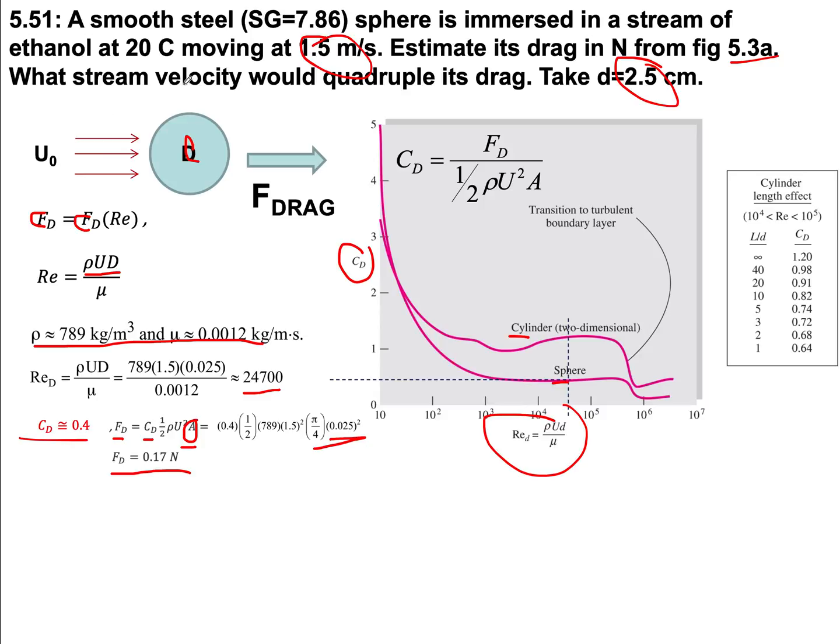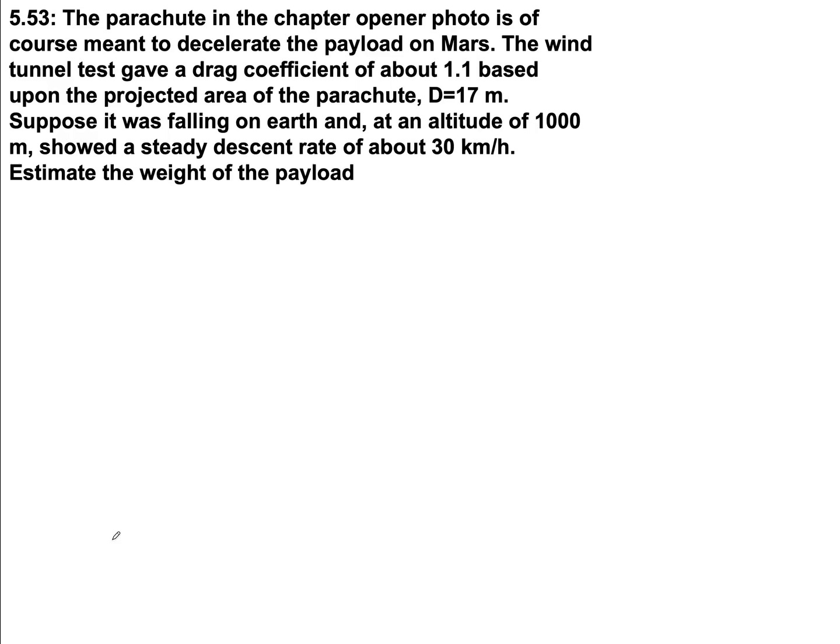And they ask you, if you double the stream velocity, so if you go from 1.5 to 3 meters per second, what do you expect? Just because the drag force goes with u squared, so you see here the 1.5 is squared. If you go to 3 squared, this number is going to quadruple. Great. So let's do one more problem here.